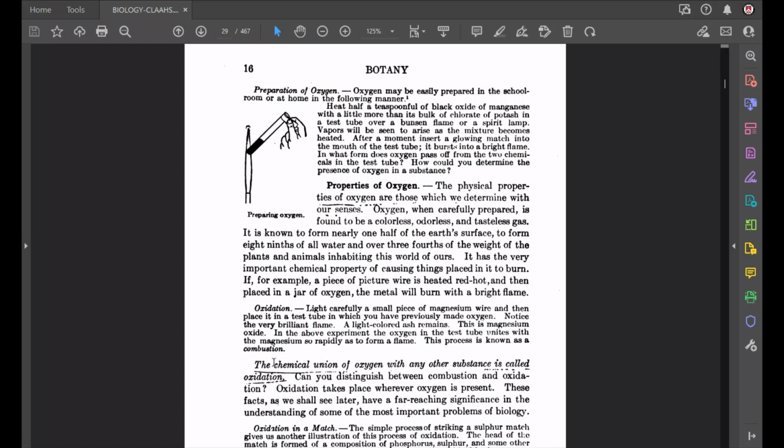If, for example, a piece of wire is heated red hot, so you heat up a piece of wire so it's red hot, and if you place that heated wire into a jar of oxygen, the metal will burn with a bright flame. The oxygen will allow the heated metal to burn, to burst into flame. Okay? So how do we know that oxygen is present? Flammability, right? Something can go on fire. That's how we know that oxygen is present.